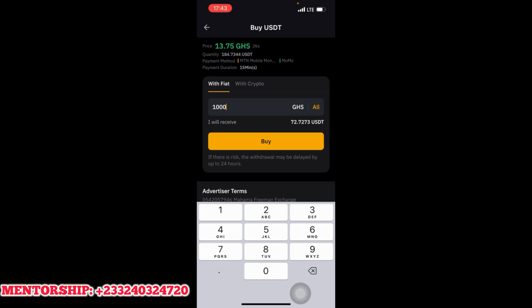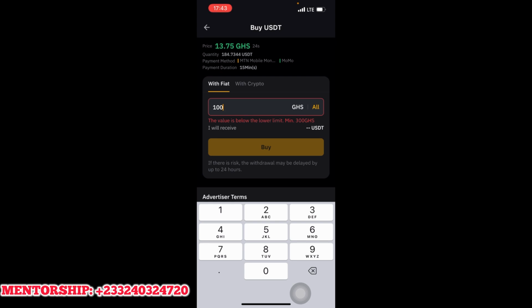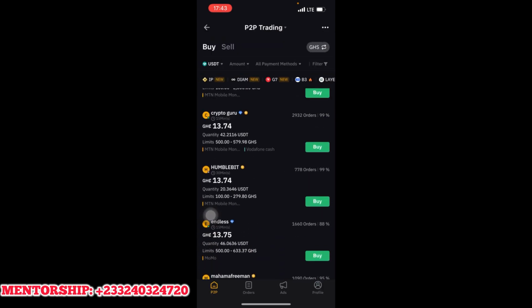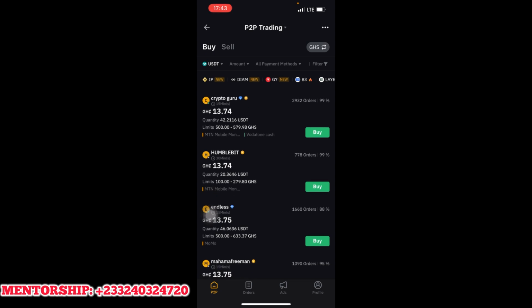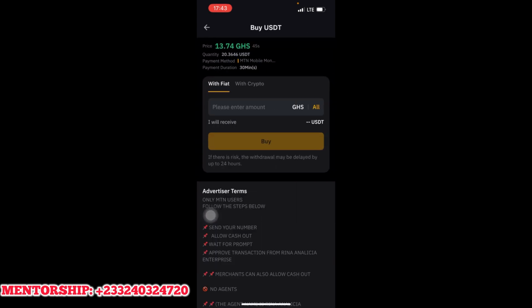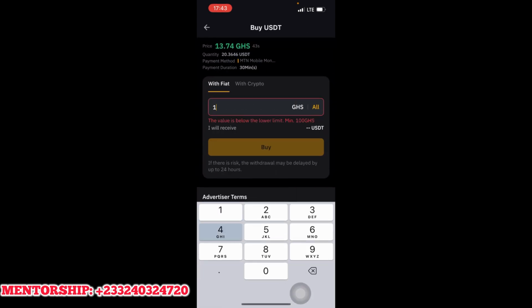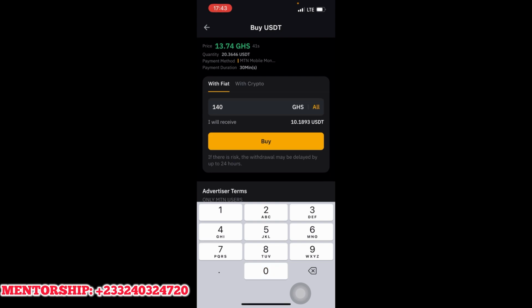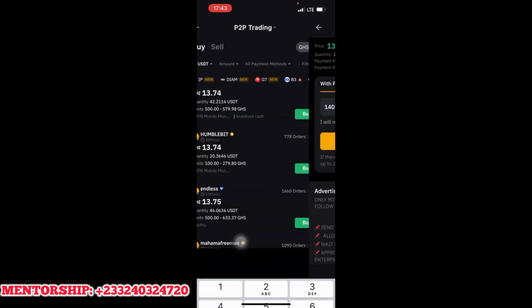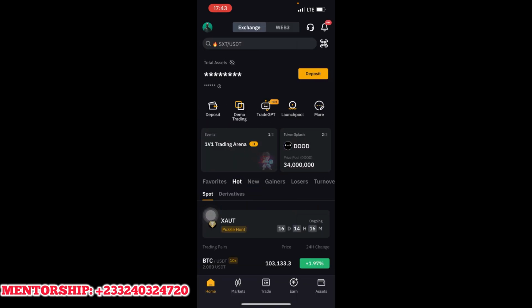But in this case, we want to flip $10 to $100, so I just have to go in for something small. So I'll go in for something small like 100 Ghana cedis here. Let me say 140. I'll be getting 10.18 USDT. So I'll click on buy and buy it.